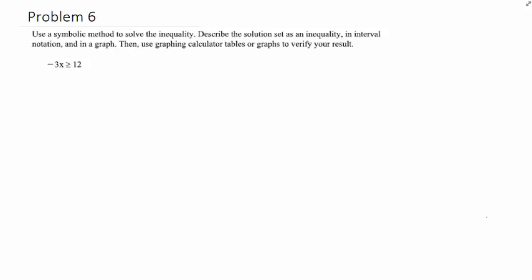Problem 6. Use symbolic methods to solve the inequality. Describe the solution set as an inequality, in interval notation, and in a graph. Then use a graphing calculator, tables, or a graph to verify your results. Let us take a look at this inequality here and solve for it symbolically.